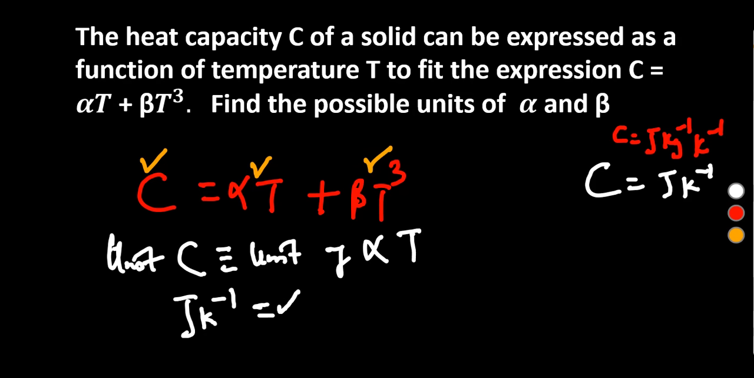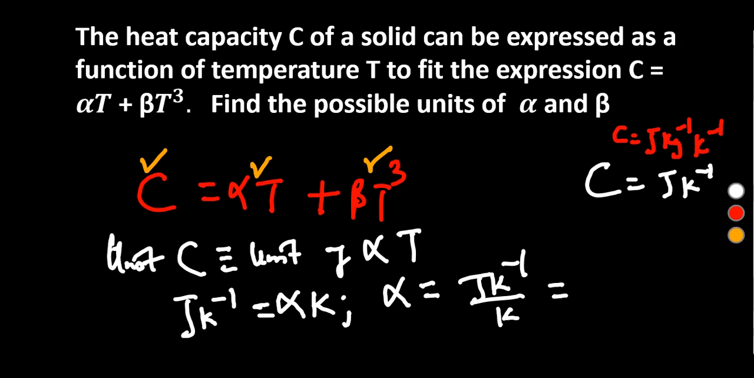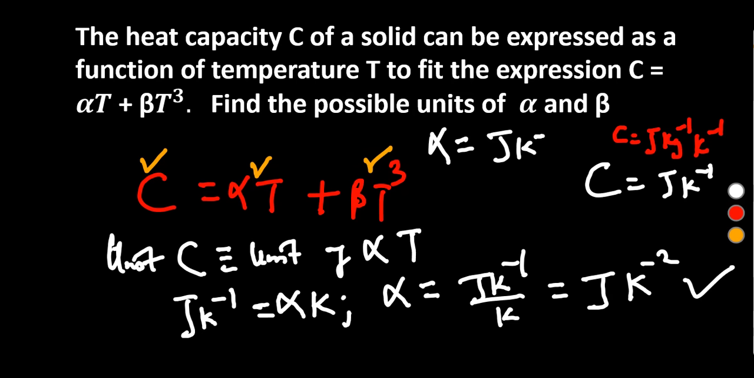You have alpha. So temperature is Kelvin. So write it as this. This is Kelvin. So if we make alpha the subject of the formula, we have that this will be joule per Kelvin upon K. And we quickly see that the unit of alpha is joule K to the power of -2 because this will be going up. So we have gotten the unit of alpha now to be joule Kelvin to the power of -2.